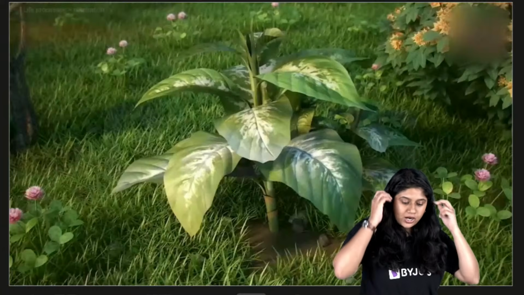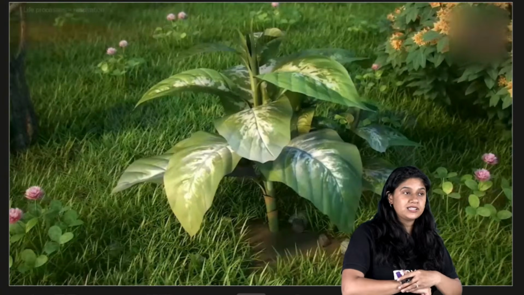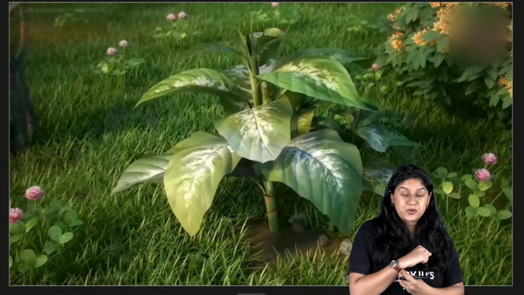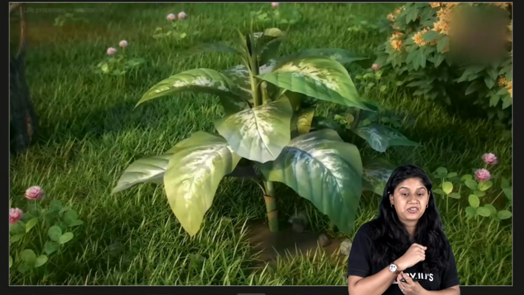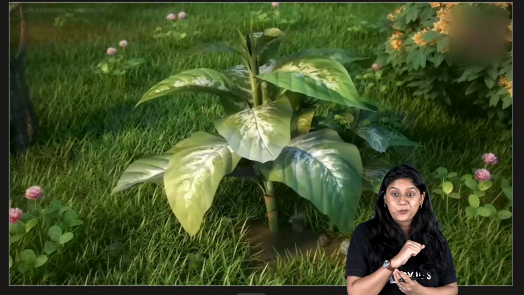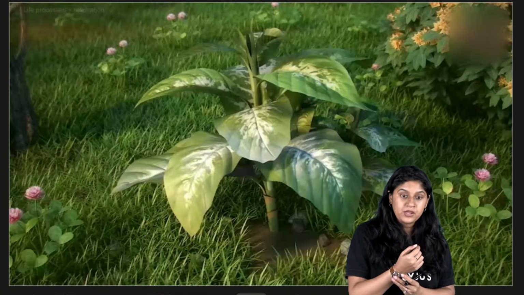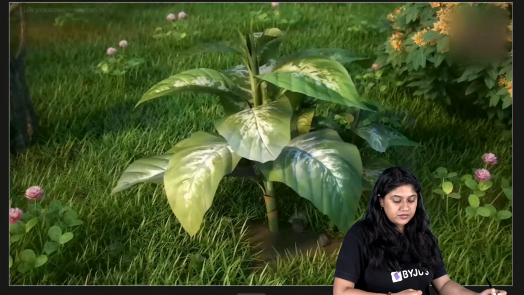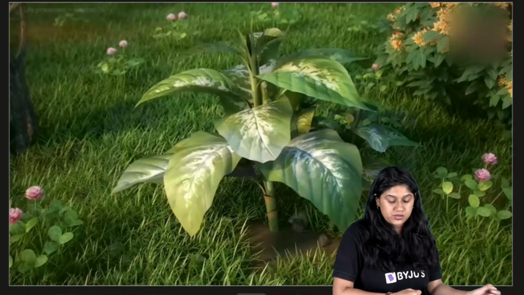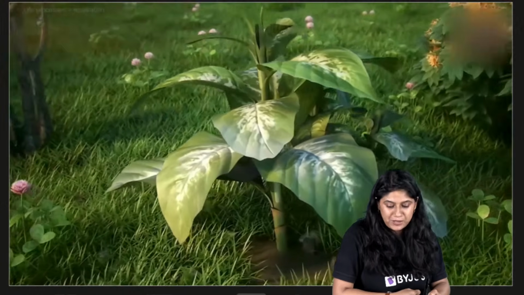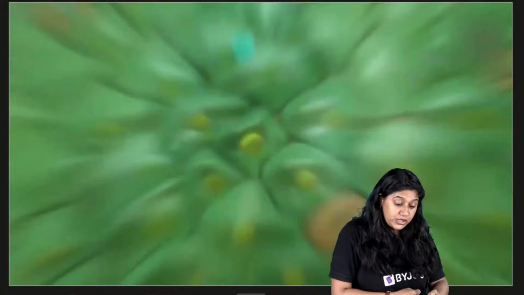Now, let's quickly talk about respiration in plants. We are done with the human respiratory system, and we are done with human respiration also. We will be taking a look at the plant's respiration. So what we have over here is a beautiful plant. You can clearly see the process of respiration undergoing in the plant, and we're taking a look inside.